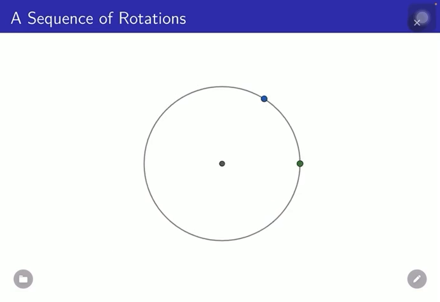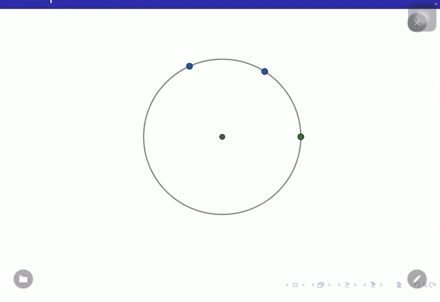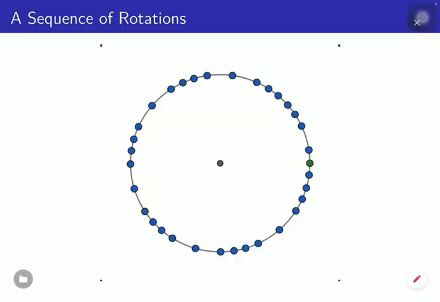Consider this sequence of rotations. At each step, we rotate by 1 radian, and we keep going. Eventually, we start to see a pattern, and that is that these points are spread pretty evenly around the circle. And very evenly, as you can see.